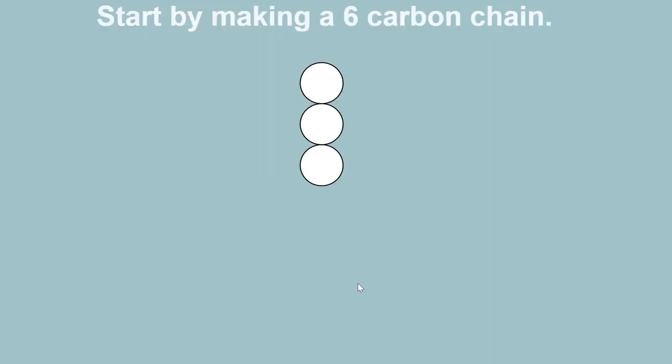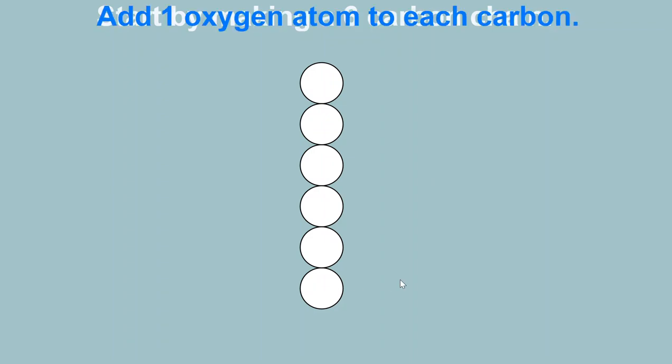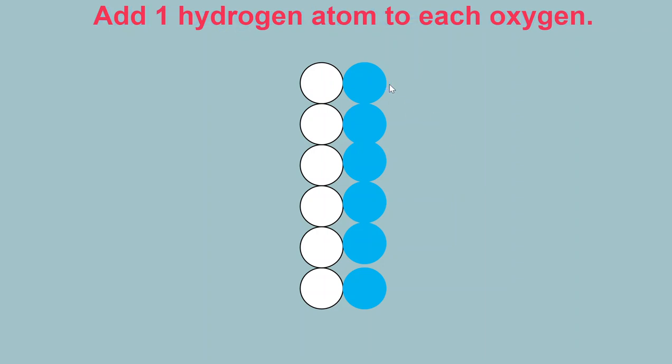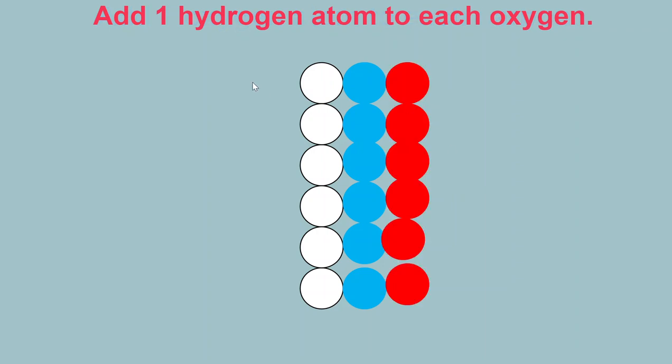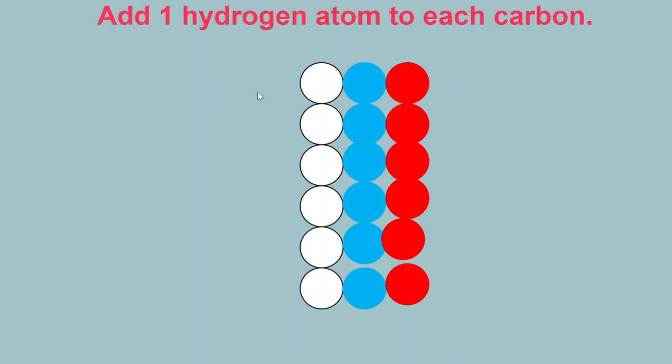Okay, we take our 6 white carbon atoms and make a chain. Just pop them together. And then it says add 1 oxygen atom to each one of the carbons. There's 1, 1, 1, 1, 1, 1. The next step, it said add a hydrogen to the oxygen. Ready? So here we go, hydrogens. And then finally, it's going to tell you to add a hydrogen to the other side of the carbon. All right.